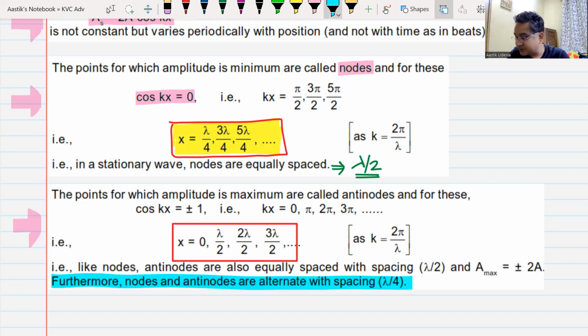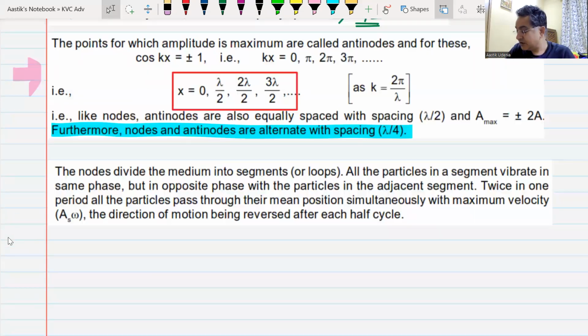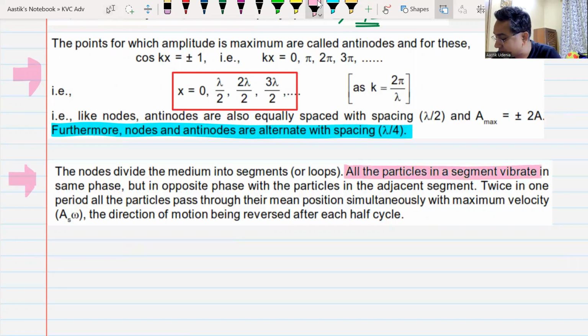And this will be the last point. If you understand standing waves, these are the most fascinating waves in the entire universe. The nodes divide the medium into segments or loops. All particles in a segment vibrate in the same phase, but in opposite phase in the adjacent segment.